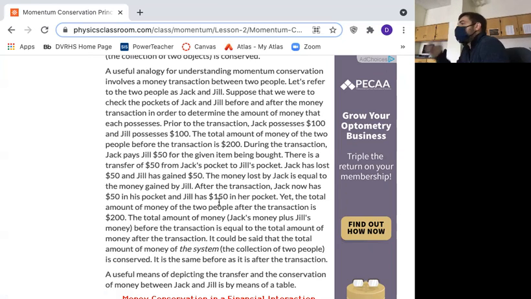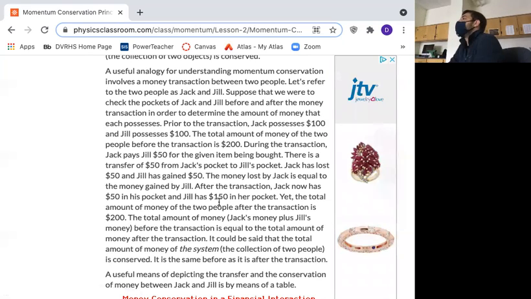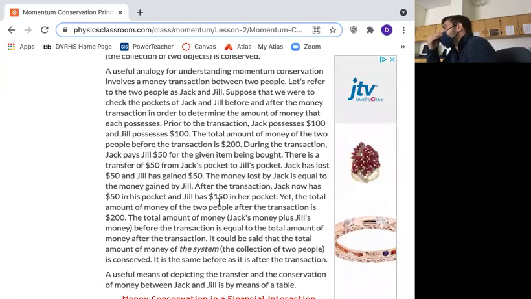Same thing like when you go buy something at a store. It gets out of your pocket and goes into Mr. Walmart's pocket. The total amount of money doesn't change. There's always been $200, or obviously way more than that. But you spent $200, you have $200 less, and you spent it on Mr. Walmart's stuff. He has $200 more.